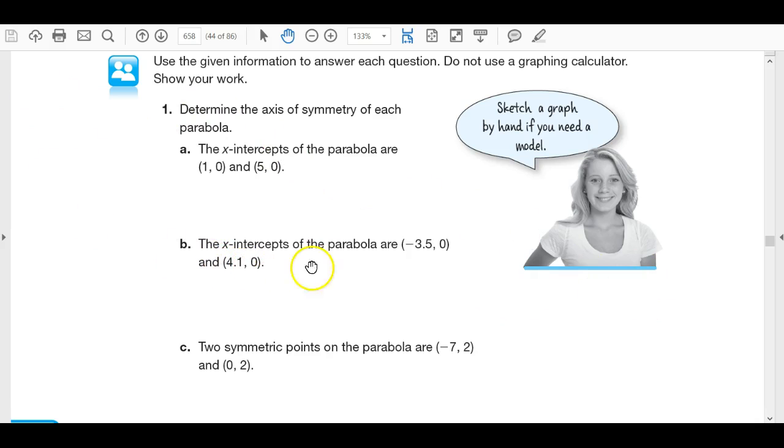So I'd go 4.1 minus negative 3.5. What happens when I go minus a negative? It turns into plus, right? So 4.1 plus 3.5, which turns into 7.6. And then I divide that in half to find the halfway point, and that'd be 3.8. So it has to be 3.8 away from this, and has to be 3.8 away from that.